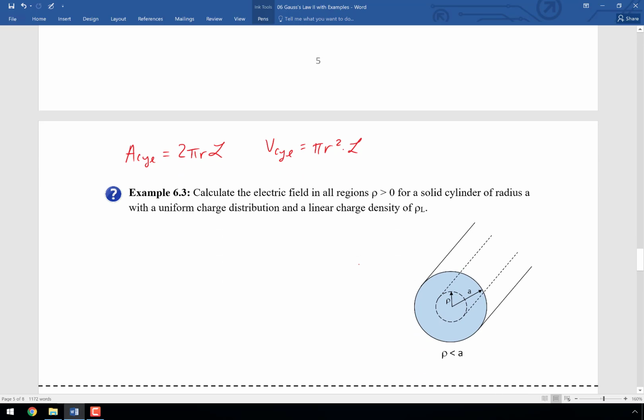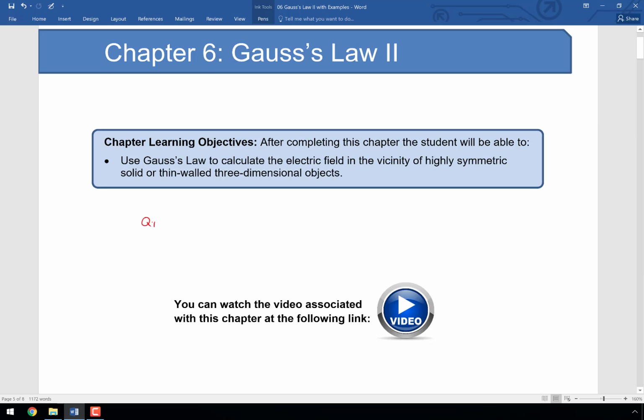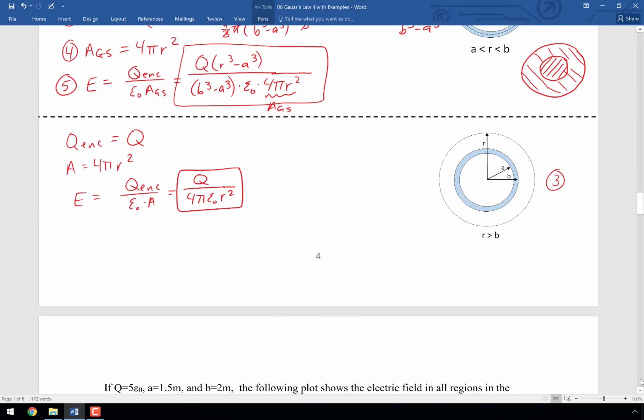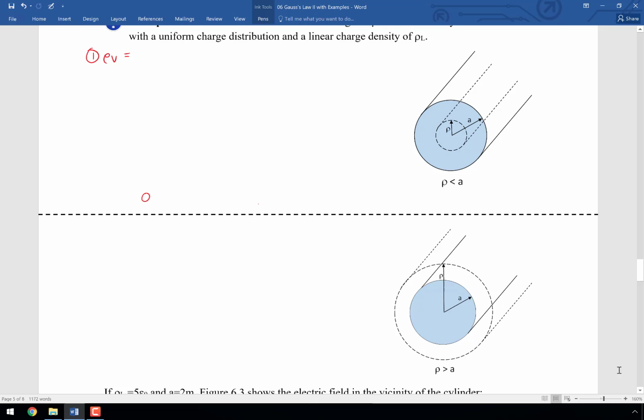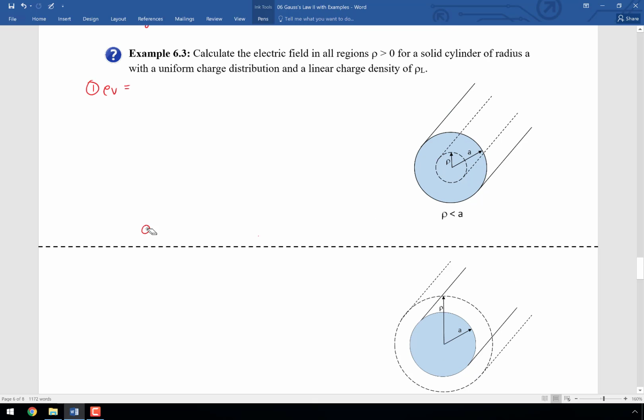So now we have a solid cylinder, and I'm not a very good artist, but I've tried to represent that this is not a sphere, that it is in fact a long tube that's going backwards here. So let's calculate step 1. Let's calculate what is rho sub v. Rho sub v is the total Q divided by the total volume.